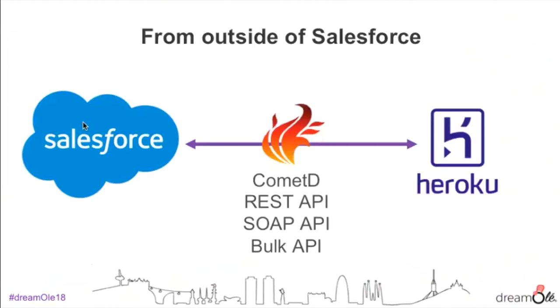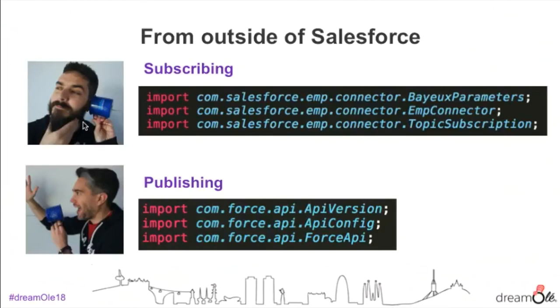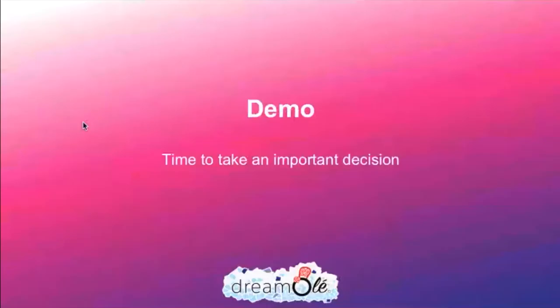And in order to publish events, what you will need is any library that allows you to use the REST API or the SOAP API. I don't want to dig into this code because this is Java, not Salesforce stuff, but I just wanted to show you that with the importing of a couple of libraries, you will be able to send and receive events.